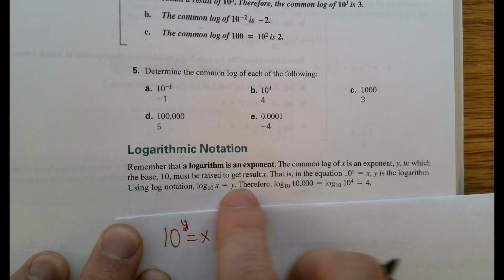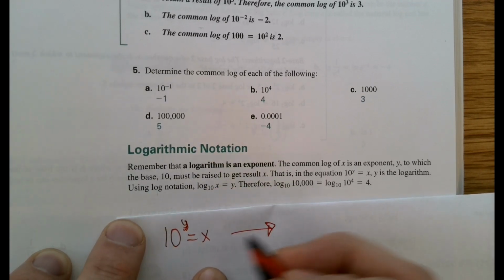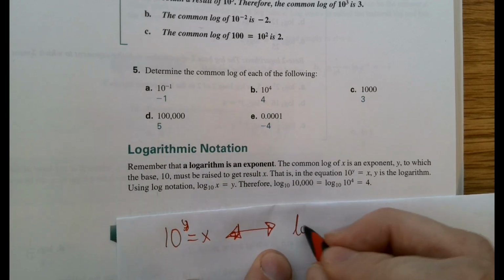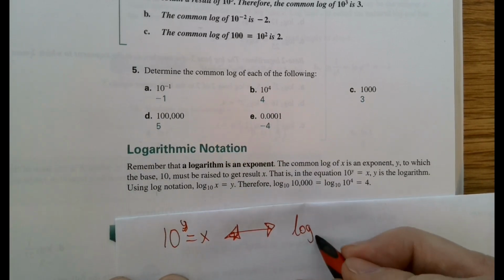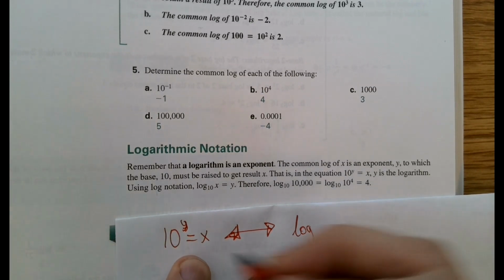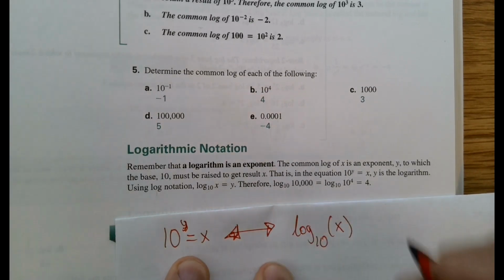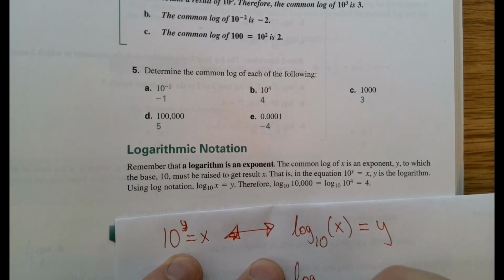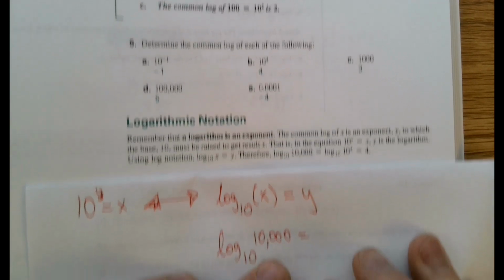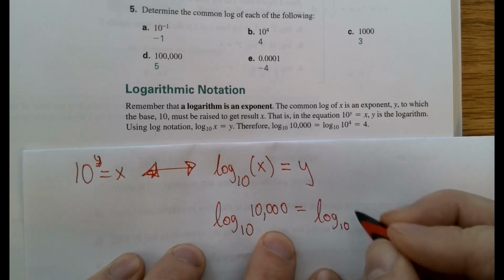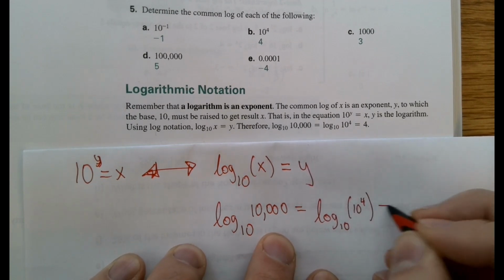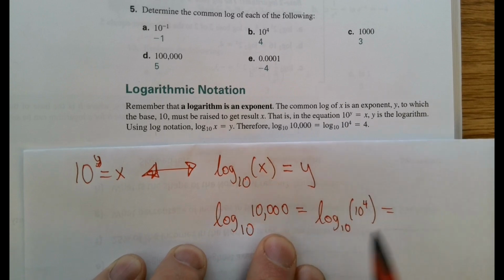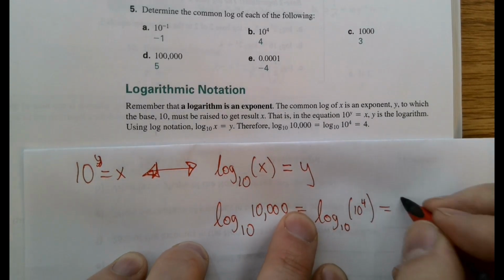So we're going to use the log notation. This thing can be rewritten as log, common log, it has this base 10 of it, of whatever this x is equal to that exponent y. So I like their example here. When we take log base 10 of 10,000, that's really log base 10 of 10 to the fourth power. And since we know that the common log of a base 10 is equal to its exponent, that would be 4.